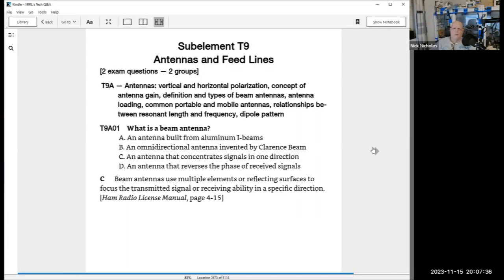All right, antennas. What is a beam antenna? A beam antenna is an antenna, answer C, that concentrates its signal in one direction. A bidirectional beam antenna does it in two.